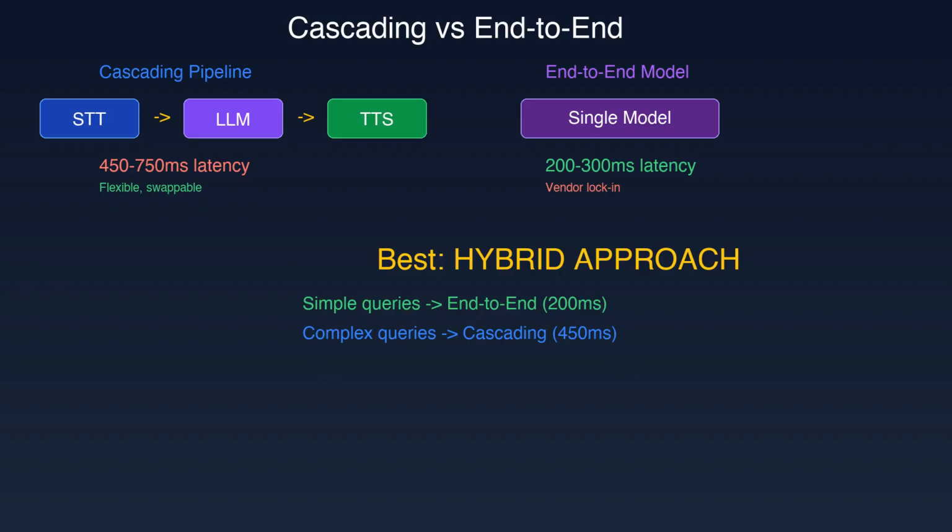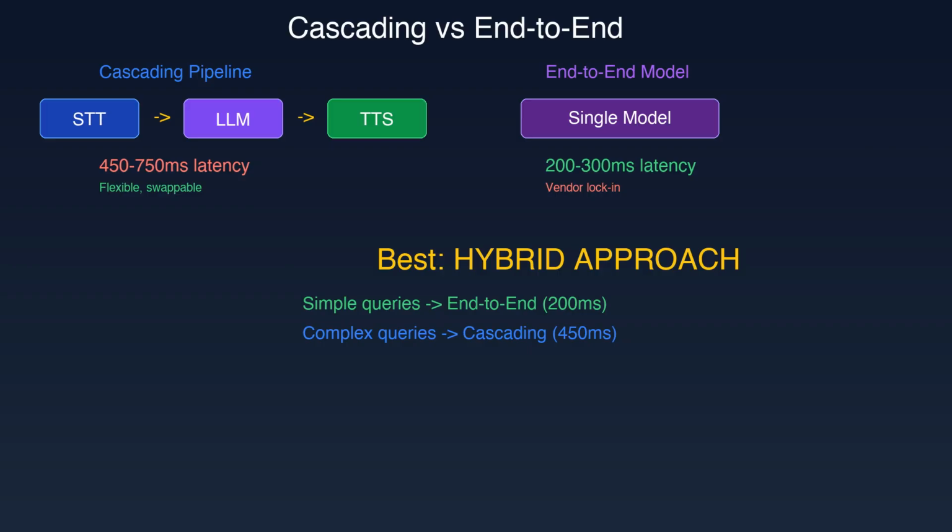The end-to-end approach uses a single model that processes audio input and produces audio output directly. GPT-4o's voice mode is the best-known example. The advantage is speed, 200 to 300 millisecond total latency, and the ability to preserve tone, emotion, and nonverbal cues. The downside is vendor lock-in and less customization.